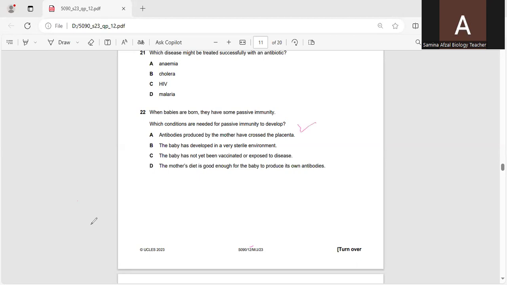Yes. The baby has developed in a very sterile environment. The baby has not yet been vaccinated. The mother's diet is good enough for the baby? No. So only in this case, passive immunity is when you are getting the immunity from your mother. That is the best example of passive immunity. So A is the correct option in this case.